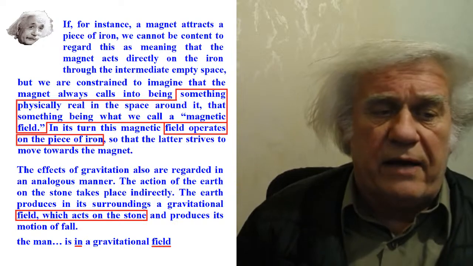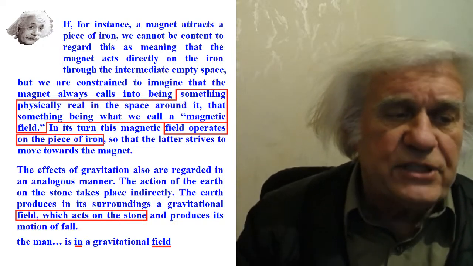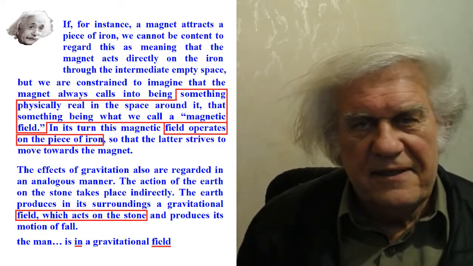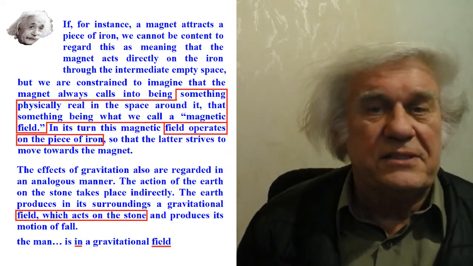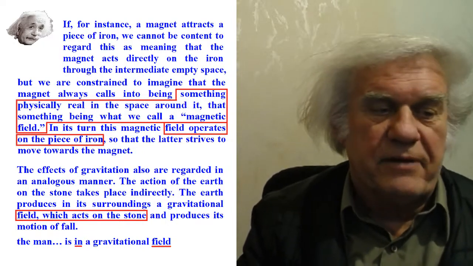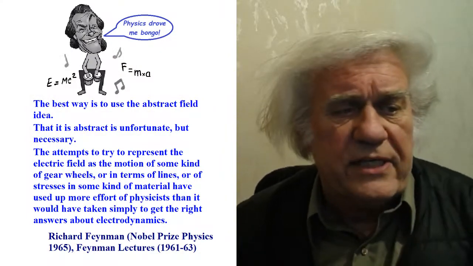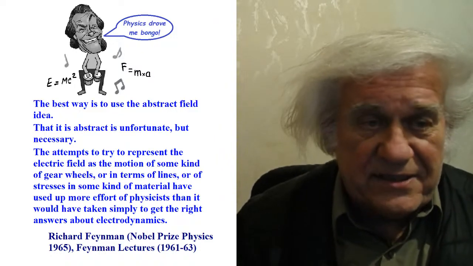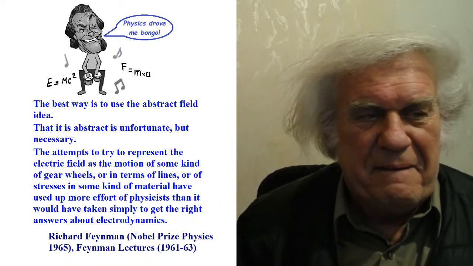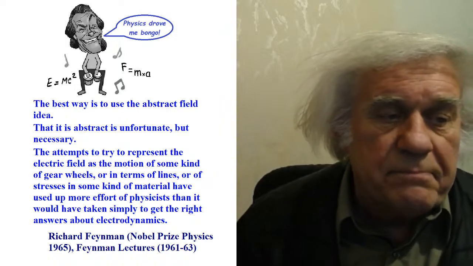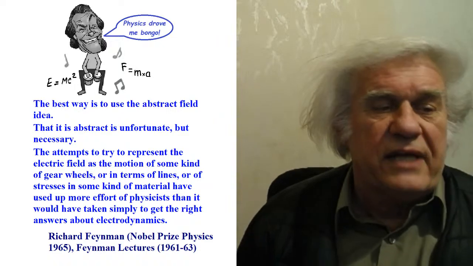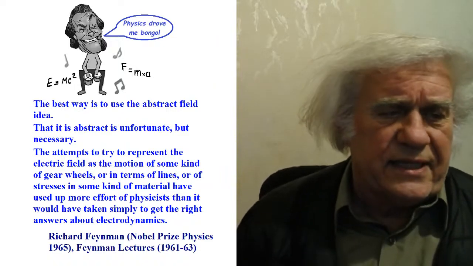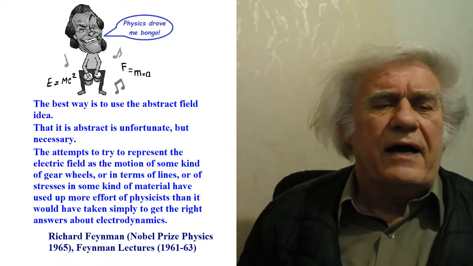Then he says the Earth produces in its surrounding, he's using it now as an analogy for gravity, a gravitational field which acts on the stone. So he's going to use now the field to act on a stone. He's going to use the field as a baseball bat. Okay, that's the problem. And so it's important to get a handle on this word field, because that's what he's going to use. And Feynman also had something to say about that, and here's what he's got to say. He says, the best way is to use the abstract field idea. That it is abstract is unfortunate, but necessary, okay? The attempts to try to represent the electric field as the motion of some kind of gear wheels, or in terms of lines or of stresses in some kind of material, have used up more efforts of physicists than it would have taken simply to get the right answers about electrodynamics.